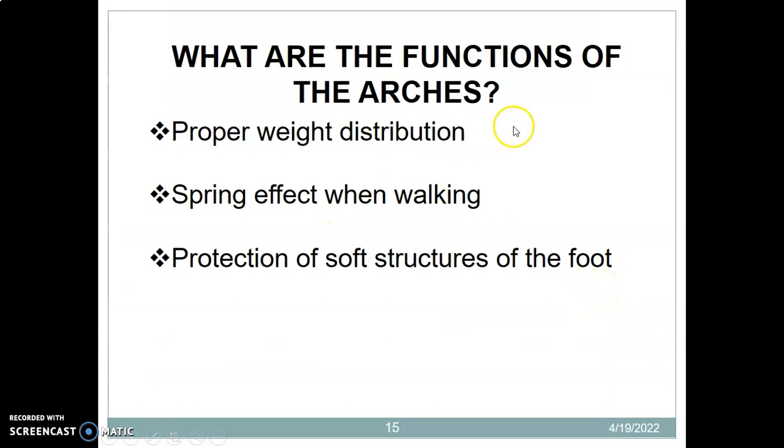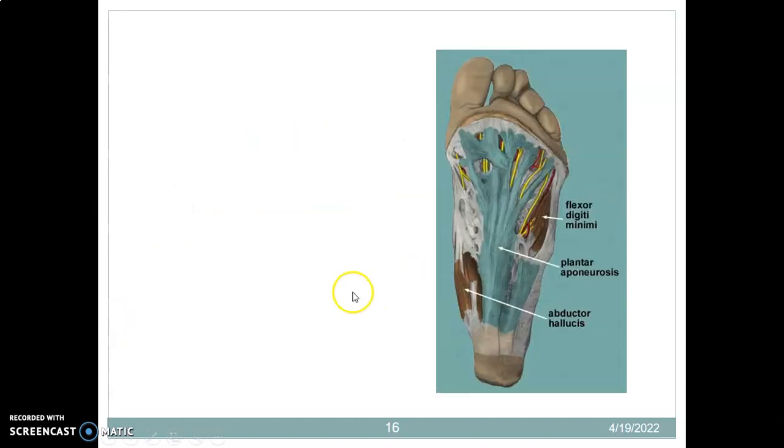So what are the functions of the arc? They help to properly distribute weight and concentrate it on the ball of the foot and the heel. And there's a spring effect while walking, so that makes walking efficient. And then protection of soft structures. Remember, the foot has neurovascular structures, so to protect them, you lift the foot off the ground. The arcs elevate the foot, so you protect the soft structures.